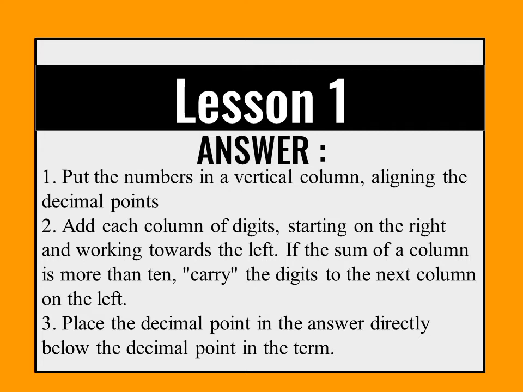Add each column of digits, starting on the right and working towards the left. If the sum of a column is more than 10, carry the digit to the next column on the left. Place the decimal point in the answer directly below the decimal point in the terms.